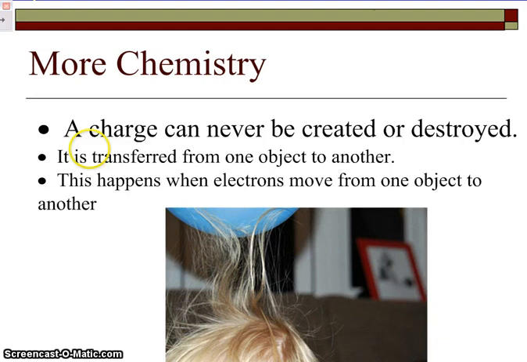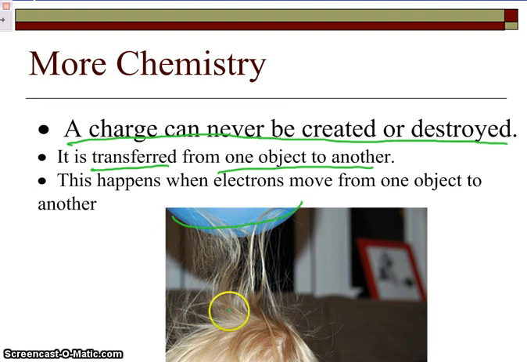Real quickly, have you seen this before? Charge can never be created or destroyed. It feels like we've had a law of conservation of something for everything, right? So, just like mass, matter, and energy, charge can also not be created or destroyed, but guess what? We're going to transfer it from one object to another. And we kind of see this here in this picture, that this balloon and the hair, there's definitely some interaction between the two. We'll talk about tomorrow specifically what's going on with that.